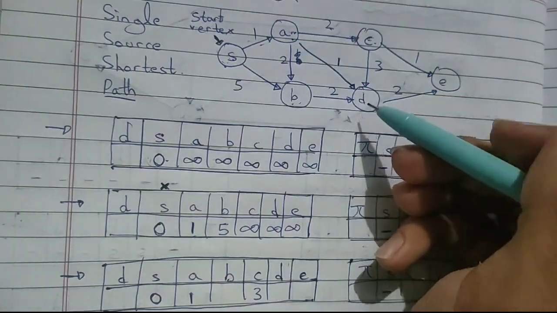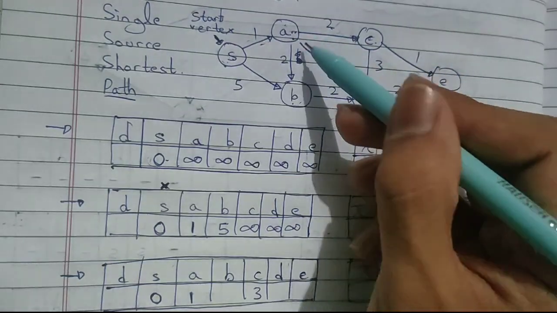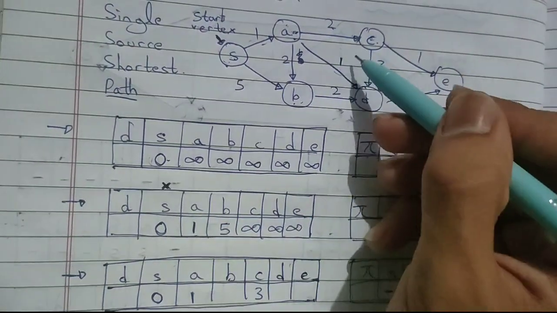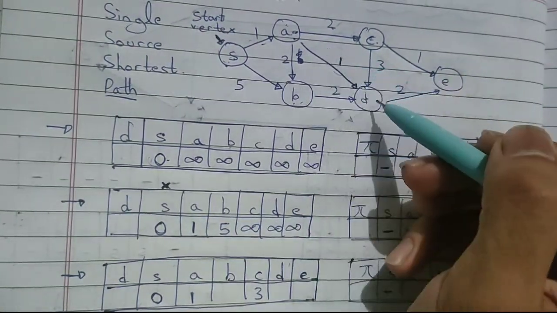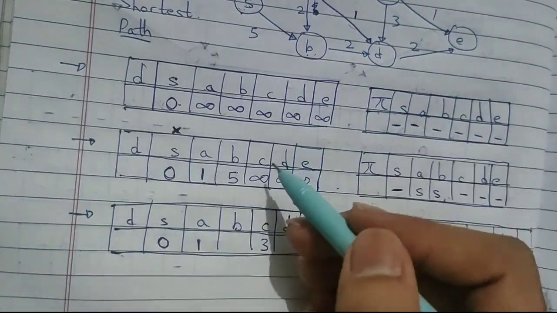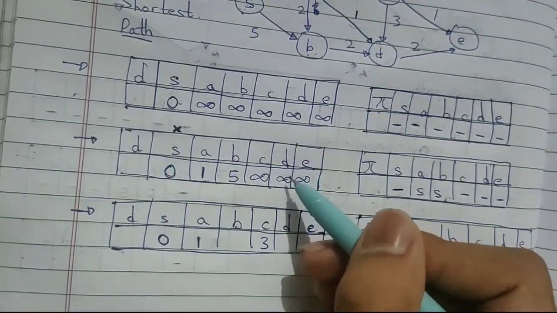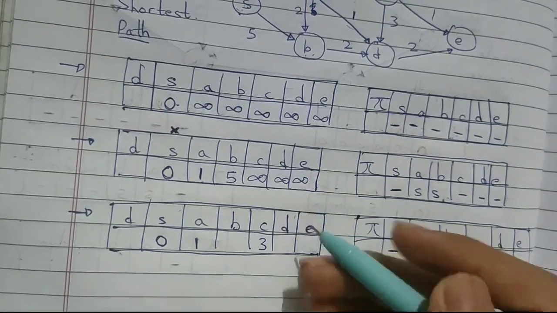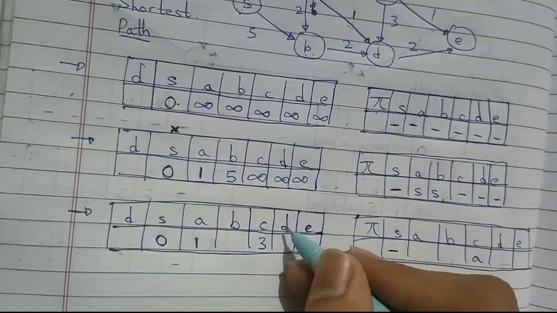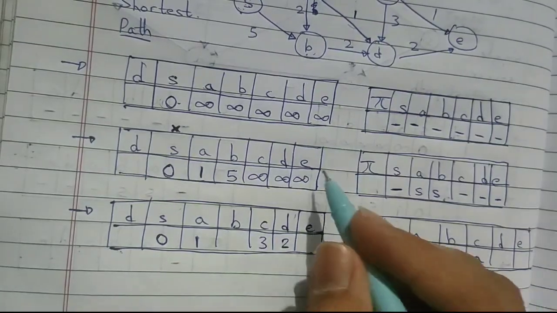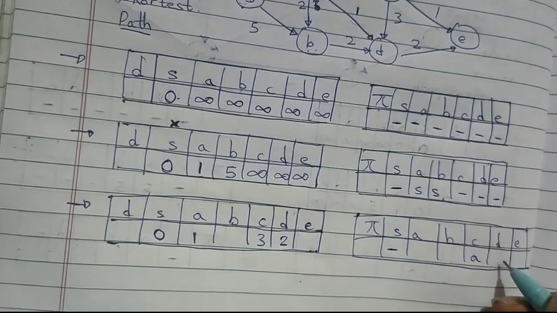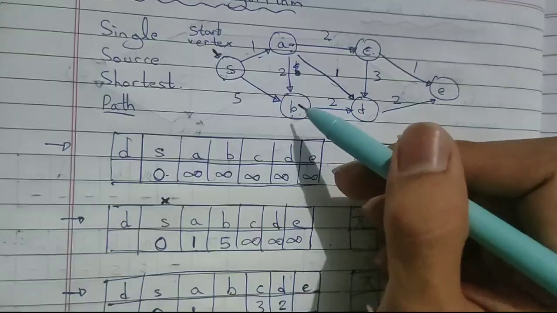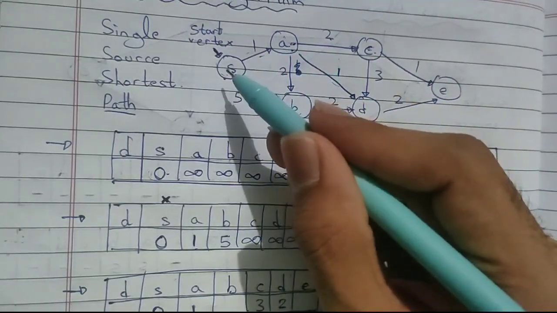Now let's look at D. The distance to reach node A, as you can see, is 1. Once we reach A, we need to go to D. If we travel from A to D, we get another 1. So the distance to reach A is 1 plus the distance to reach D is 1, so 1 plus 1 is 2. The distance to reach D is 2. Now we check in the distance table whether 2 is less than or equal to infinity. Since that is true, we can update the value over here. We can write 2 over here, and we can also update the previous node.